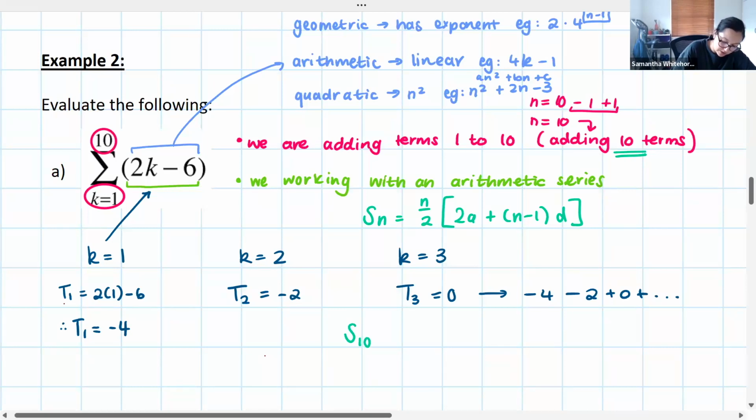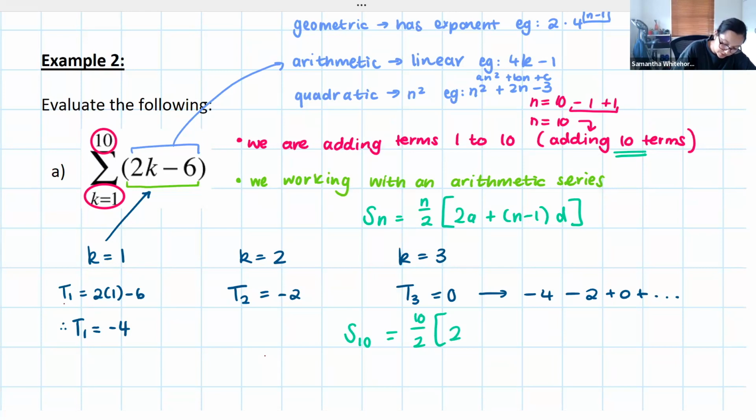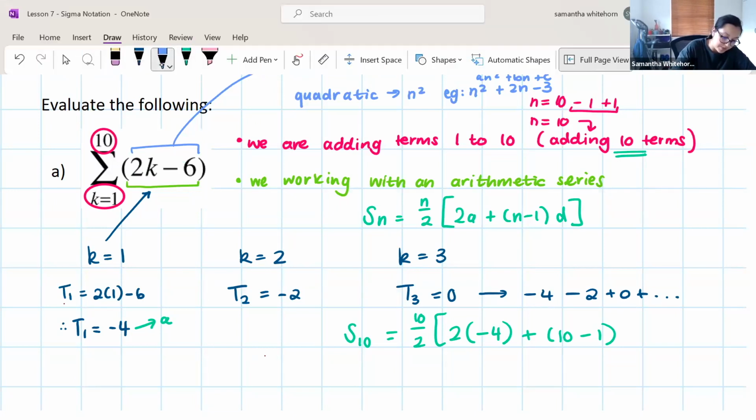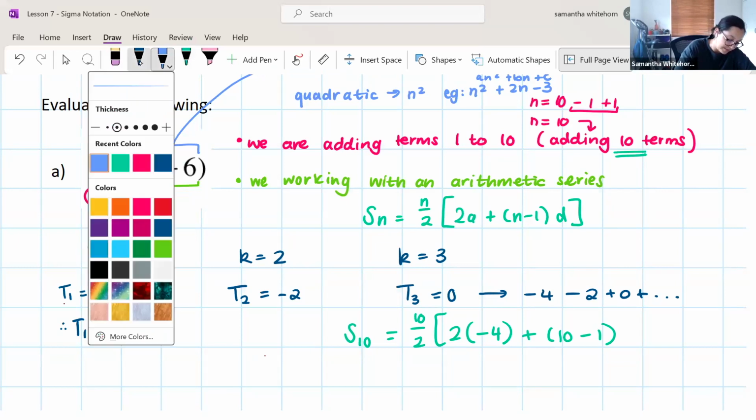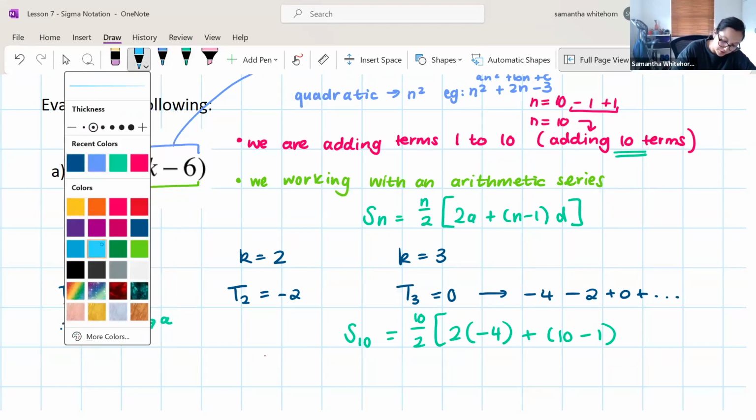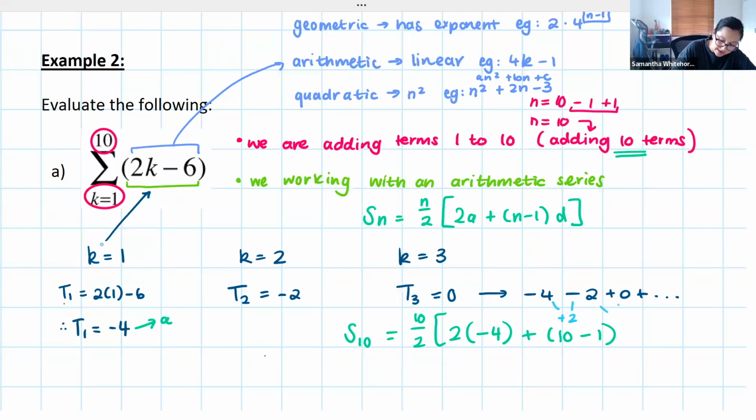There we go. So S of, now remember we said we're adding 10 terms. So the sum of 10 terms is equal to 10 over 2 times 2 times A. Now remember this value here is your first term. So that's A, -4 plus 10 minus 1 times your difference. Now, there's a couple different ways that you can know what your difference is. Way number 1 is you've already found the pattern. We found the first 3 terms, so you can see that each time you are adding 2 to get your next term.